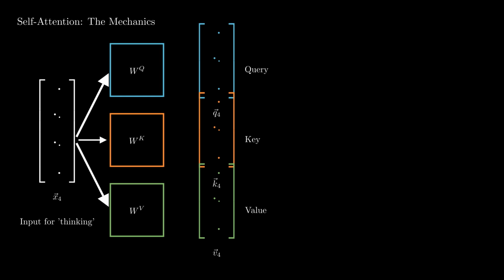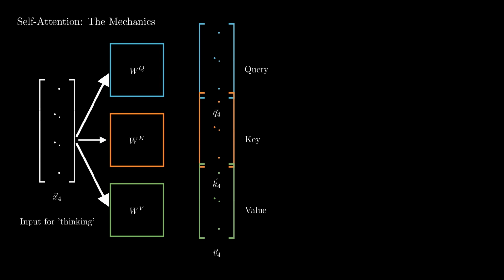Let's focus on a single word from our sentence: "the machine is thinking." We'll track the journey of the word "thinking." Like every other word, it first gets converted into an embedding vector, which we'll call x4. This vector, x4, contains the initial, context-free meaning of "thinking."